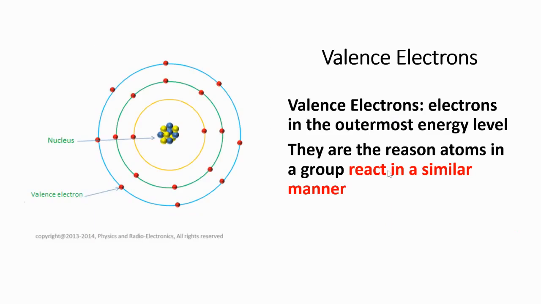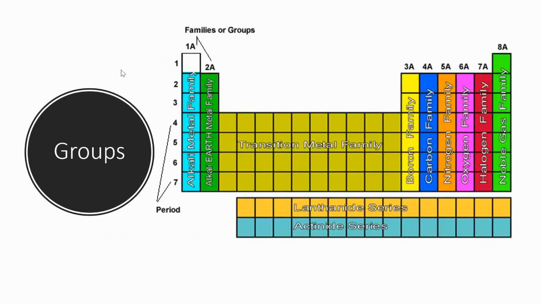All right, so the electrons that are most important in determining reactivity of an atom are the valence electrons, the ones on the outermost shell. And we'll discuss that when we talk about electrons later on. But right now, it's important to just understand that the outermost electrons are important. They're called valence electrons, and they allow things in a group to react in a similar way.